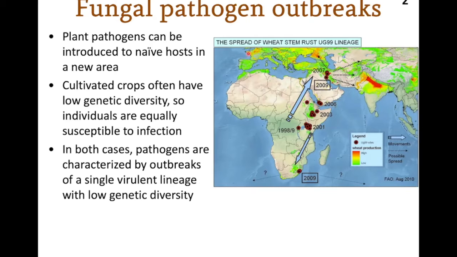In this diagram here, I'm showing an example of where this has happened. This is the spread of wheat stem rust. This rust is a fungal pathogen, a Basidiomycete pathogen, and wheat rust is a very important plant pathogen economically and for food security reasons. There are cultivars of wheat that are resistant to rust, but a lineage of wheat stem rust arose, it's thought, in Uganda here, and in the ensuing 10 years has spread both north and south through these monoculture wheat crops that are all susceptible to infection by this particular rust variety.